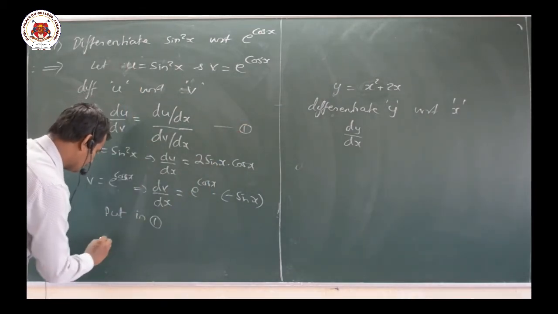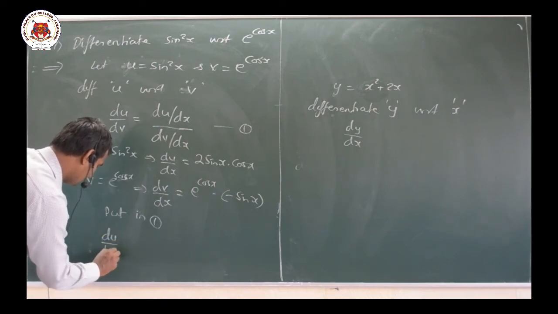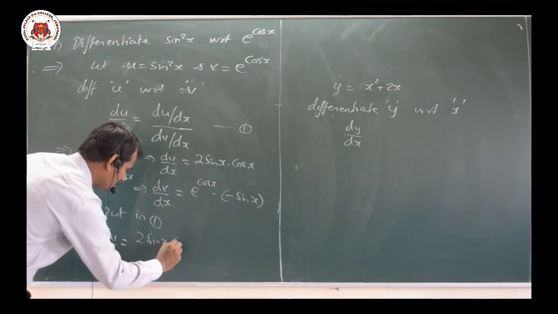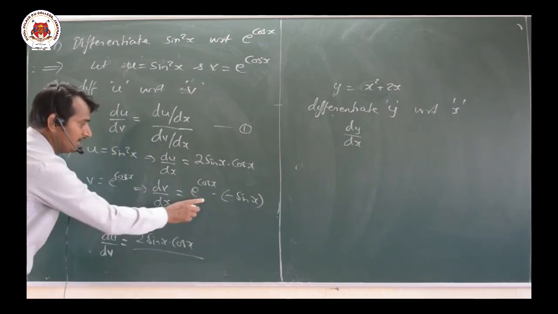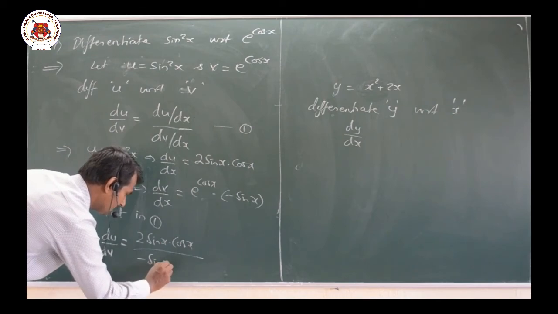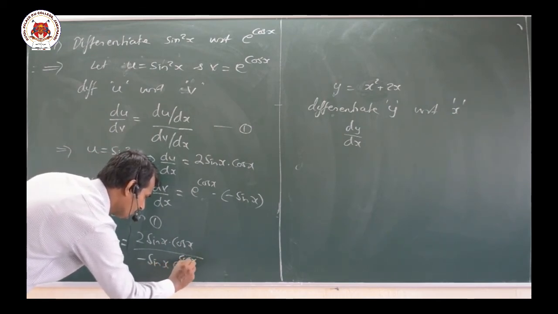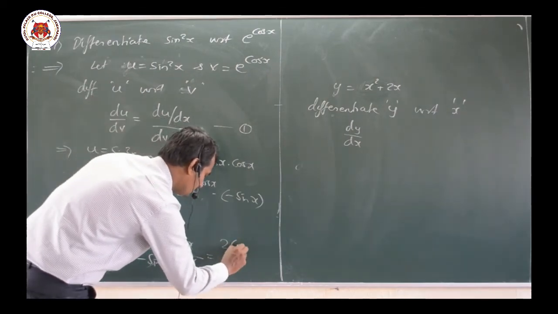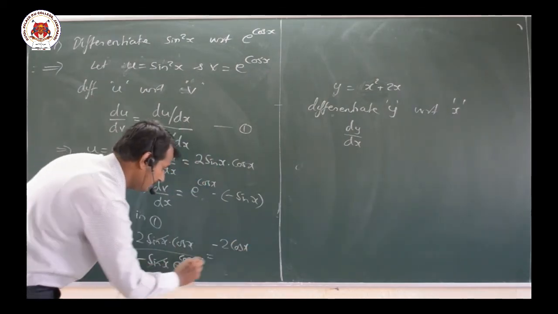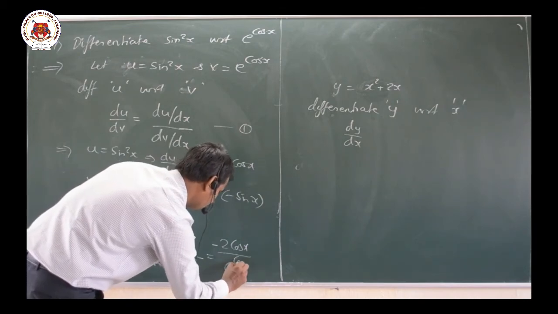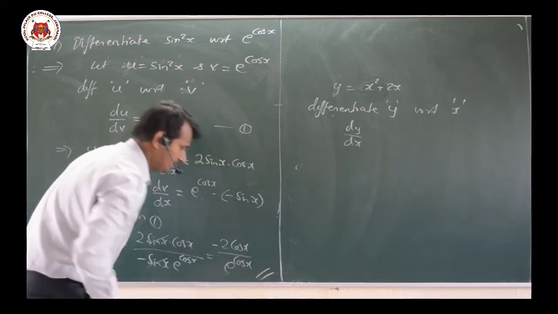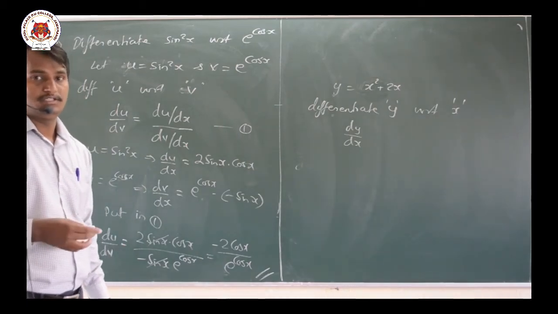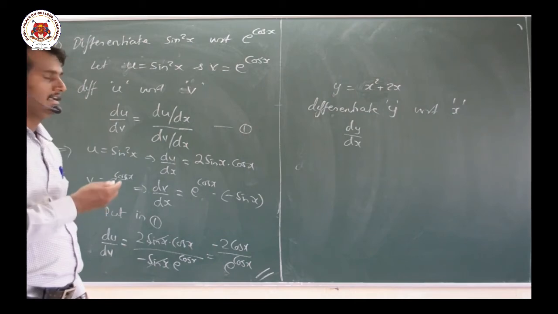Putting in 1, du by dv equal to du by dx, whose value is 2 sin x into cos x, whole divided by dv by dx, that is minus sin x into e raised to cos x. Here we can observe sin gets eliminated, the remaining part is minus 2 cos x divided by e raised to cos x. That is the required result. Dear students, if this question is asked, he will ask for either 2 or 3 marks. It is a very simple and easy example.